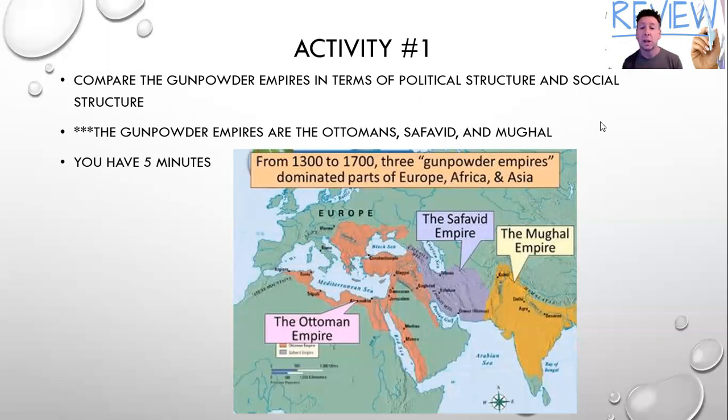The Gunpowder Empires tend to show up within the AP test. It just varies on where it's going to be and whether or not it's going to be something where you have documents in a DBQ, or if it's just a straight up essay of an LEQ, or if it's basically a stimulus based question or a stimulus part of an SAQ. So feel free to take 5 minutes, and then after you do that, feel free to continue on.